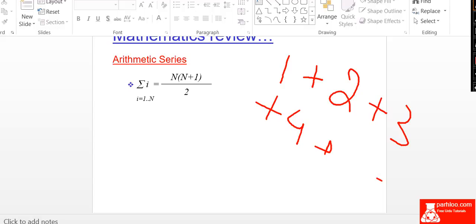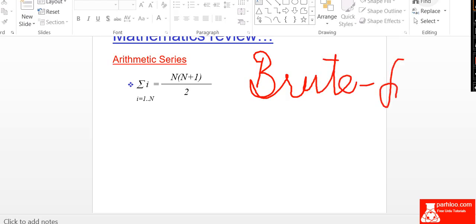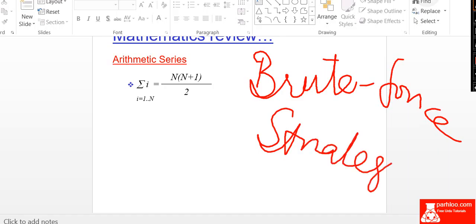This method, in computer science, we call this strategy the brute force strategy. What do we call it? The brute force strategy. There is always a brute force strategy to solve a problem, but it is very inefficient, ladies, gentlemen. You don't have to use the brute force strategy again and again. It is very time consuming, memory inefficient, space inefficient, not good, right?